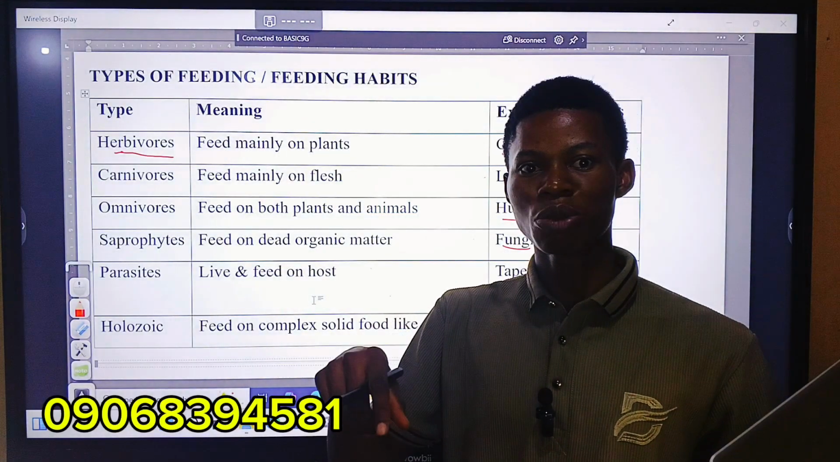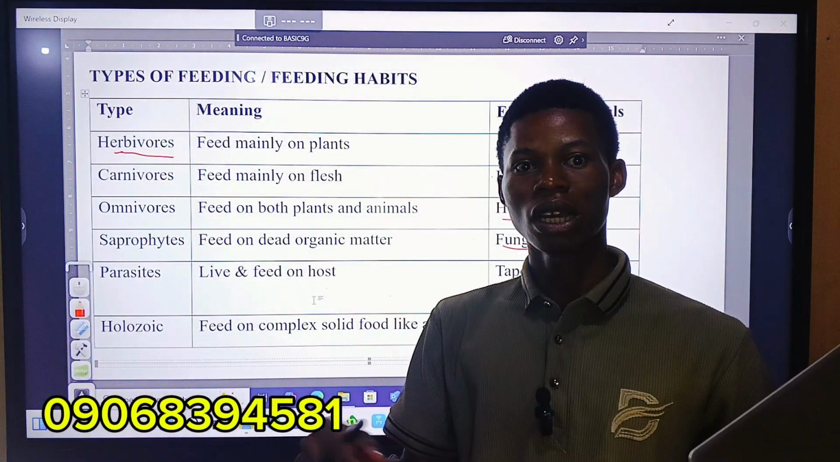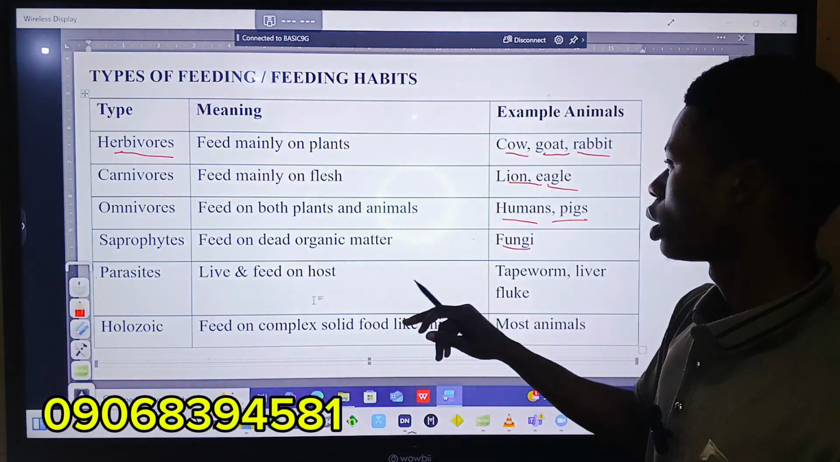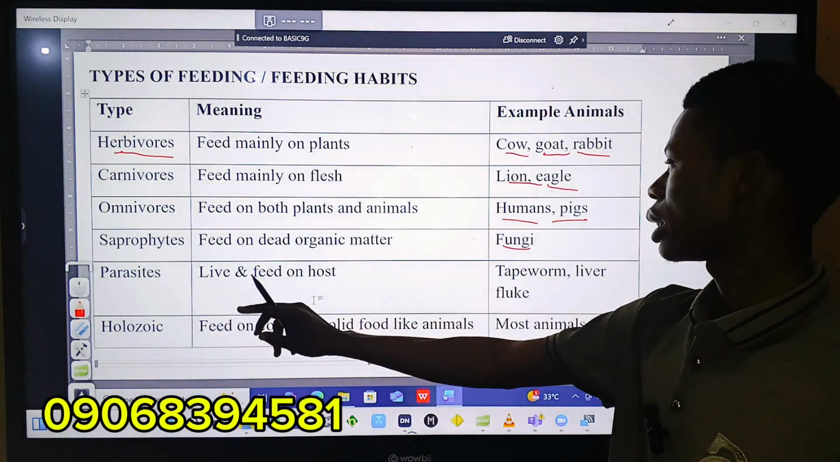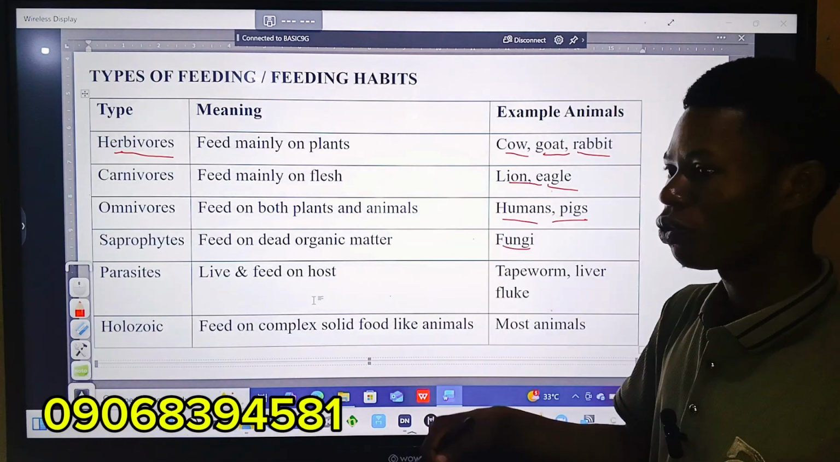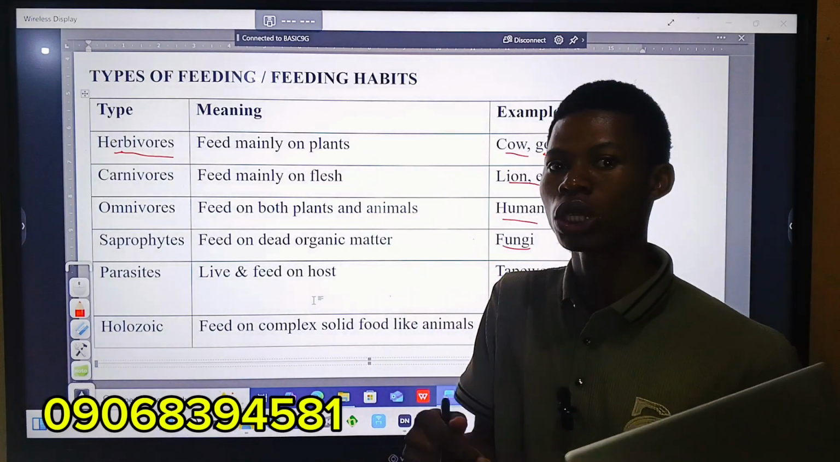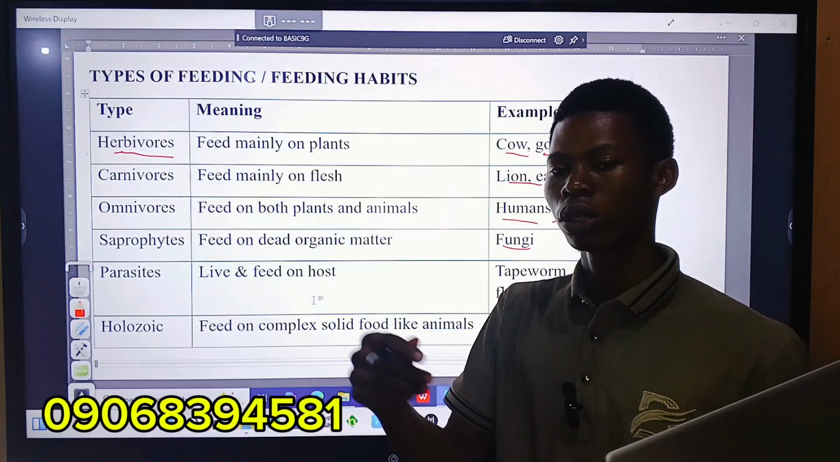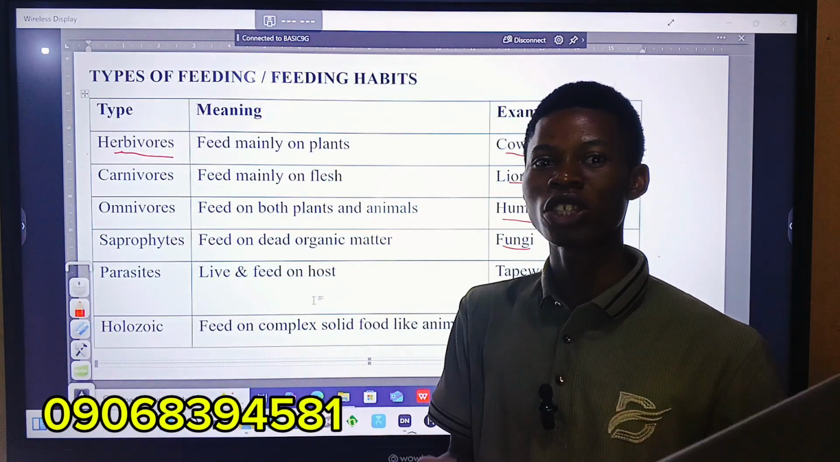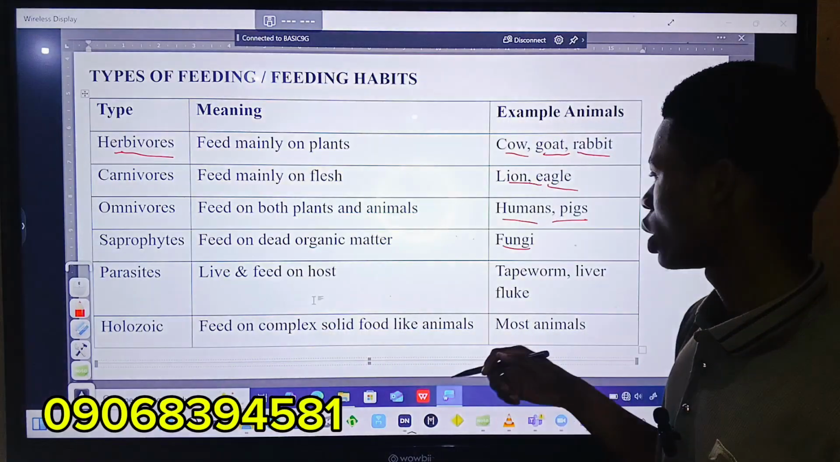They release the enzymes into that dead decaying tree and they absorb nutrients in return. That's what they do. Then next one is parasites. Parasites live on the host, feed from the host, and harm the host in the process. So they live on, they feed on, and they harm the host. So they are benefiting from the host, and the host is harmed.